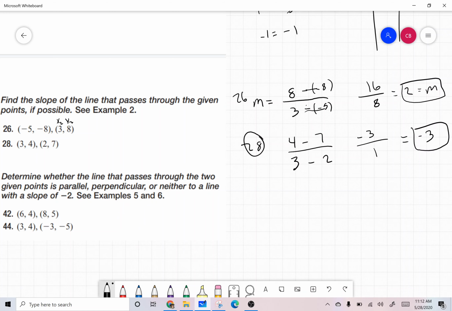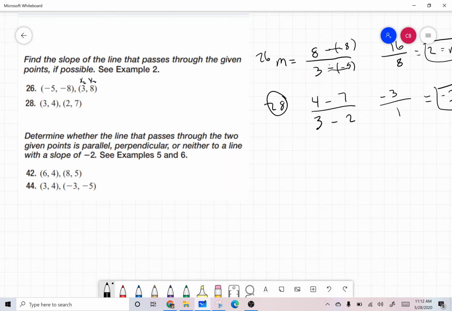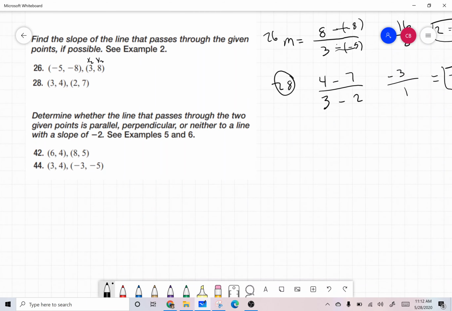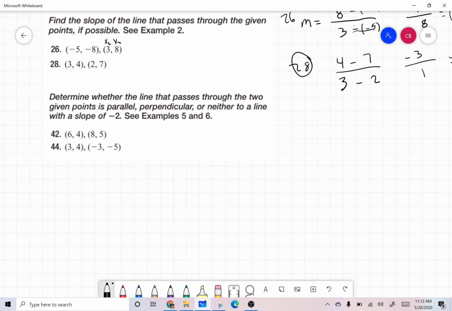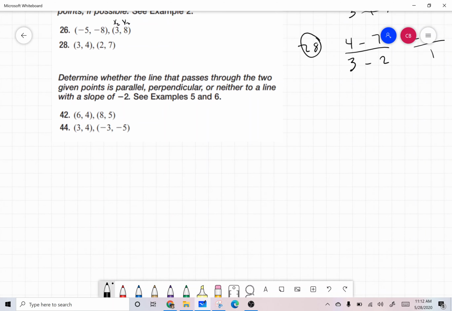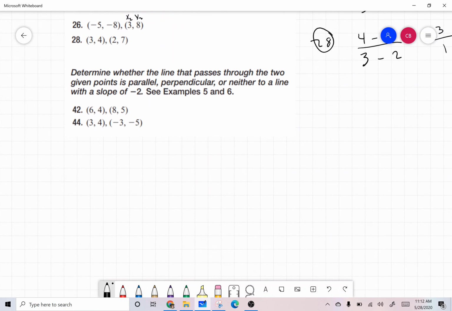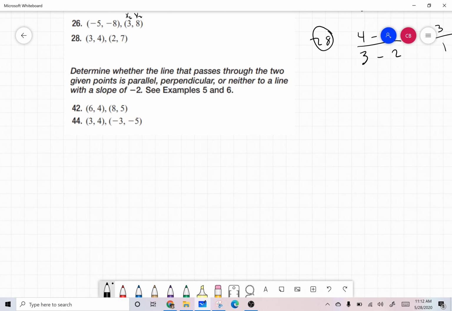It's pretty quick. And determine whether the lines that pass through these two are perpendicular to this or parallel or neither. Since I don't have it in front of me, I'm going to do this problem real quick, and I'm going to give 2 examples. So let's find the slope of this. This is m is equal to 4 over 6 minus 8 minus 5, which is equal to negative 4 over 1, which is negative 4.